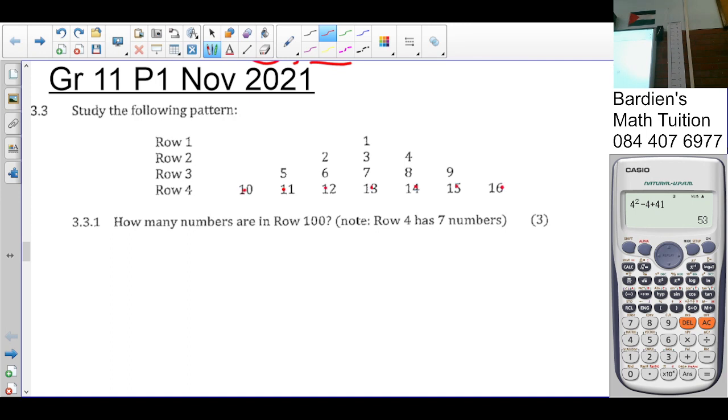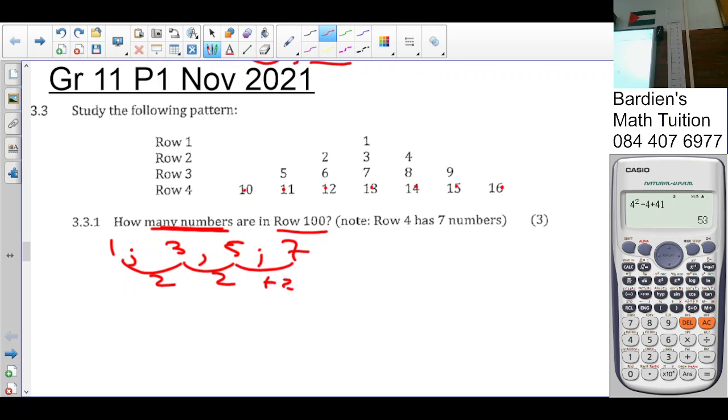So the number of numbers in row 1: how many numbers are in row 1? 1. You see here they ask you how many numbers are there. How many numbers are there in row 2? 3. Row 3, 5. Row 4, 7. So they want to know in row 100. So from there to there I'm adding 2 all the time.